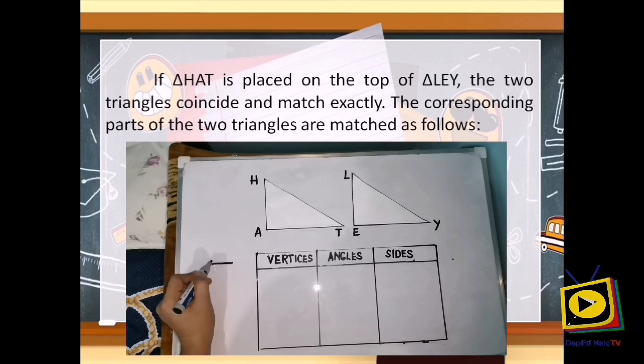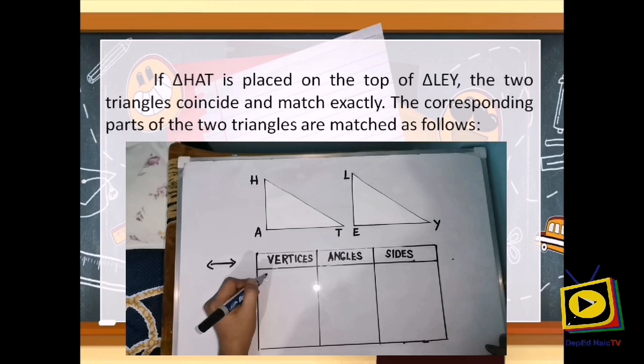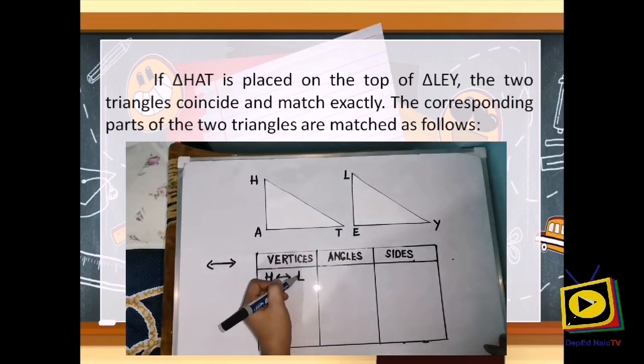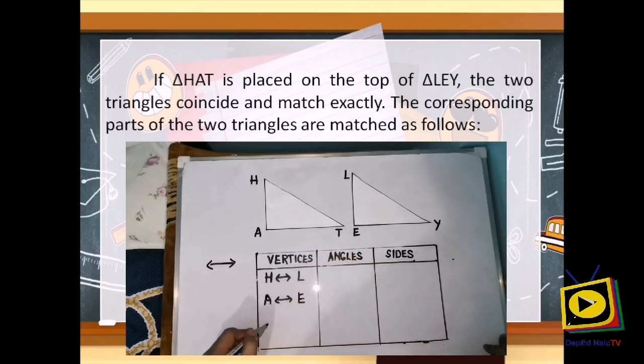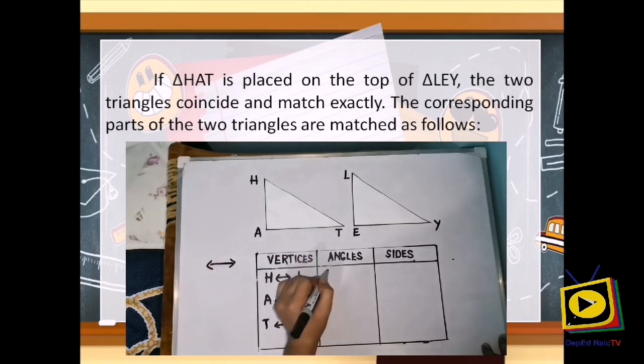And we are going to use this symbol to denote correspondence and is read as corresponds to. So let's start with the vertices. So we have here vertex H or point H. So we will write it as H to denote a vertex. That corresponds to point L. Another point, A, corresponds to point E. And then point T corresponds to point Y.